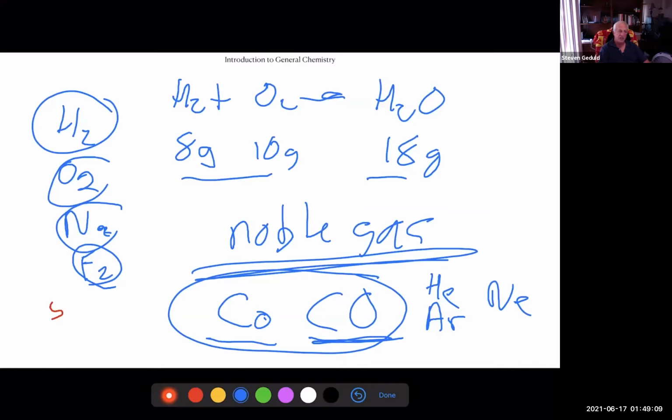Carbon and silicon are going to react similarly. Computer chips, Silicon Valley, right? Computer chips are made of silicon. Now, the military is using computer chips made of carbon. Those are diamonds. Pure carbon is a diamond. Diamond is the hardest substance on the face of the earth.